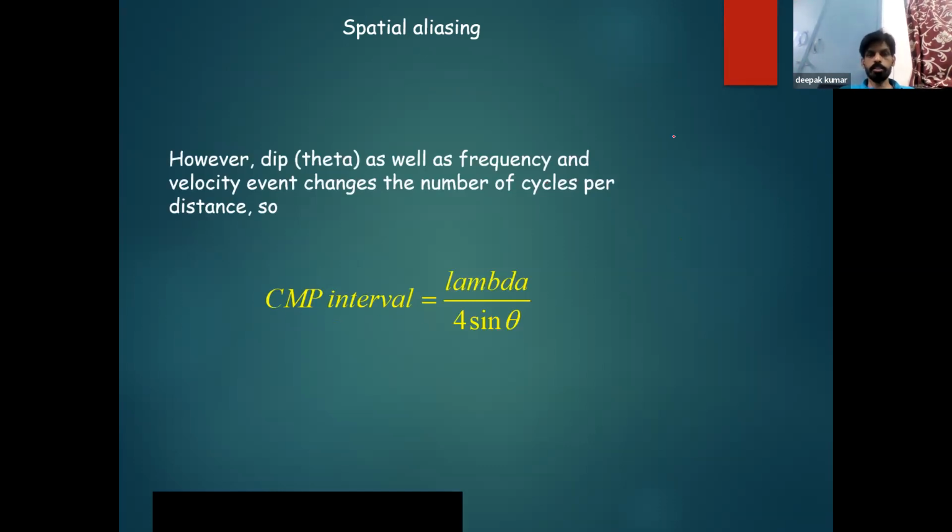Now suppose this is the first wave, and then there is a second wave here, also a second amplitude here. So the wavelength from here to here, for computing the CMP interval, we have to take the wavelength. Lambda is nothing but the wavelength, divided by 4 sine theta. That will give me the CMP interval. Okay, and this is used to compute spatial aliasing.